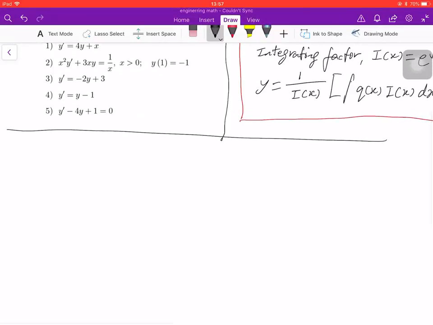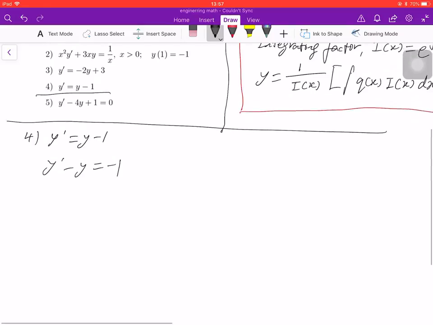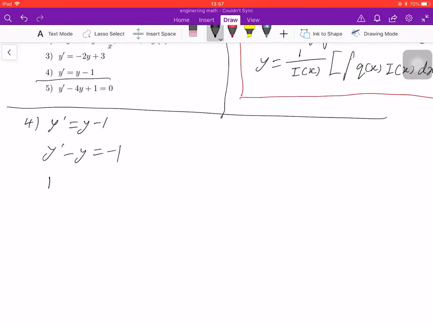Okay, now we see question number 4. We have y prime equal to y minus 1. So we write it in standard form: y prime minus y equal to minus 1. Okay, then we identify the p(x). The p(x) is equal to minus 1 and the q(x) is also minus 1.